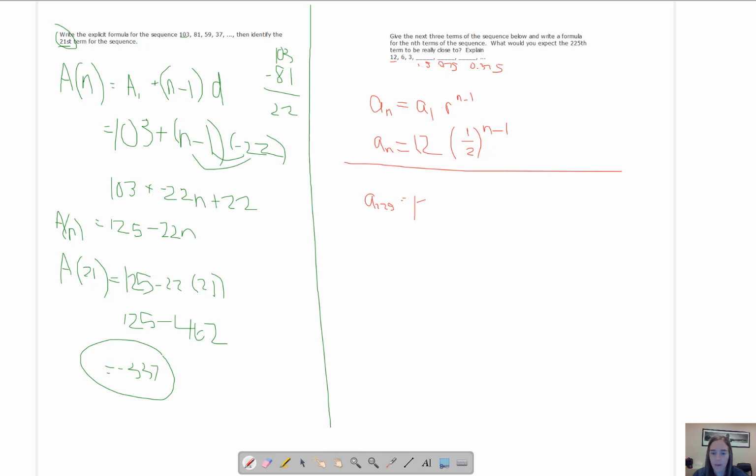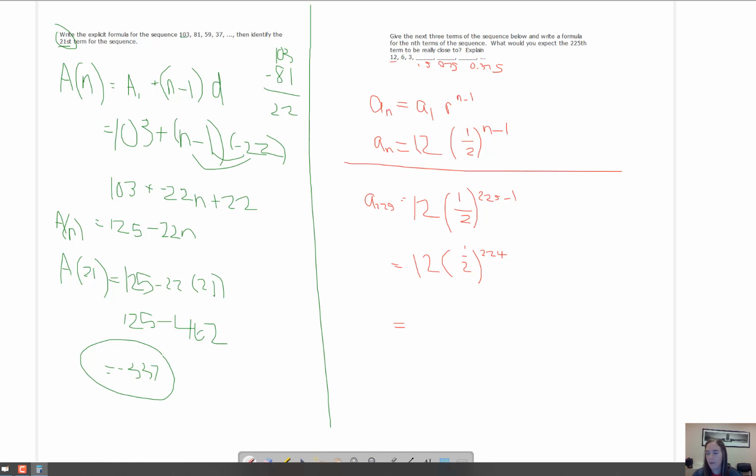So that's going to be 12 times 1/2, and then we're looking for the 225th, so we do 225, and then you say minus 1. That's just part of the formula. So to find that, we're going to do 12 times 1/2 to the 224th power. I'm going to do this on a calculator so you can see what it looks like.